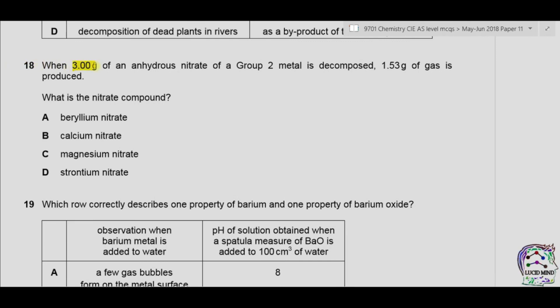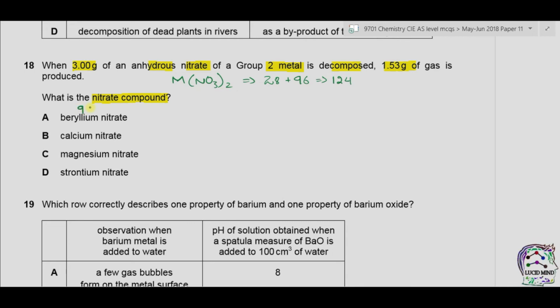Question 18. When 3 grams of an anhydrous nitrate of a group 2 metal is decomposed, 1.53 grams of gas is produced. What is the nitrate compound? Now the formula of group 2 nitrates is M(NO3)2. Let's find out the molecular masses of all these 4. In nitrate, we have 2 nitrogen atoms and 6 oxygen atoms, so the molecular mass equals 124 for nitrates.